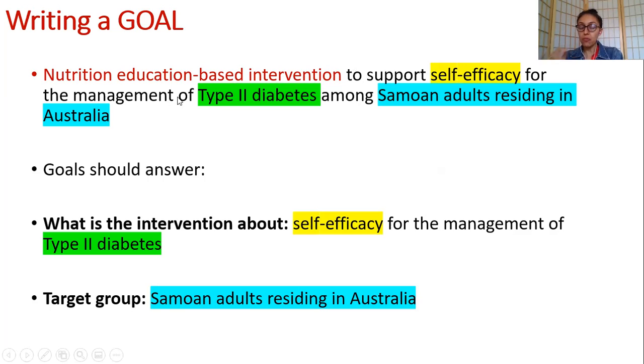This is written in a SMART format for an aim. Your goal or aim should tell you what the intervention is about. Firstly, it's a nutrition-based intervention, which is good, first tick mark. Then the intervention is about improving self-efficacy for the management of type 2 diabetes. Then who am I doing this on? My target group, adults residing in Australia. So this aim is written in a very good manner, and this is how you need to write it.